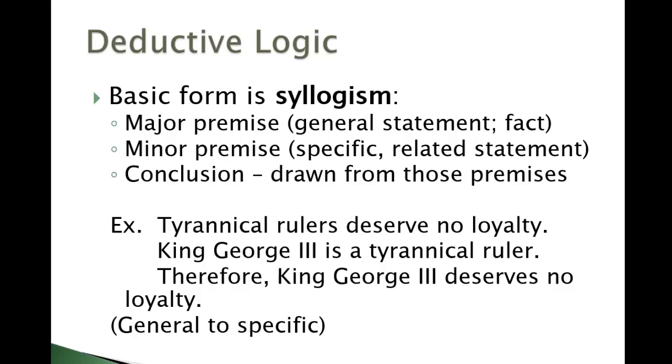If your leader is a tyrant, they don't deserve loyalty. You may have to obey them, but they don't deserve your loyalty. Okay, so you start with this general thing that's a known category. The minor premise is you take a specific person or thing or item and say it's placed in that category.